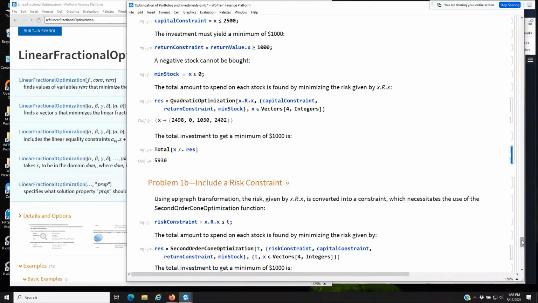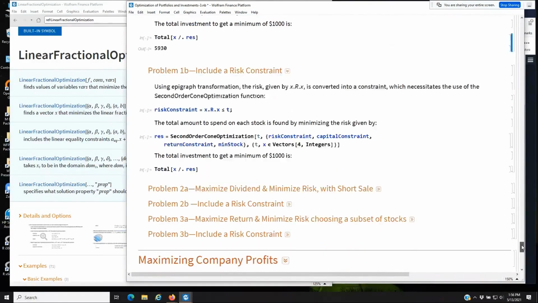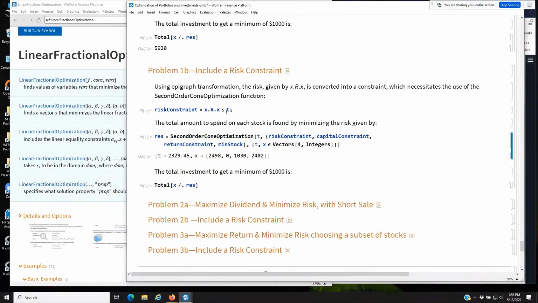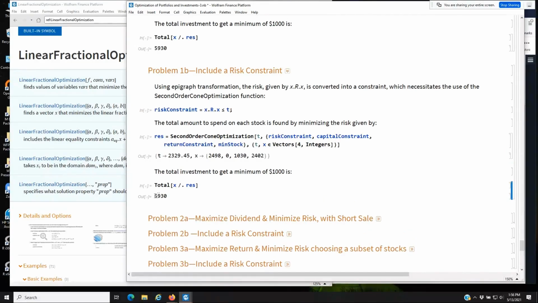Now, let's include an additional risk constraint. So everything's the same as before, except the risk has this upper bound. All I do is include this additional one. And we find that you get pretty much the same result as before. In fact, your total return remains the same.